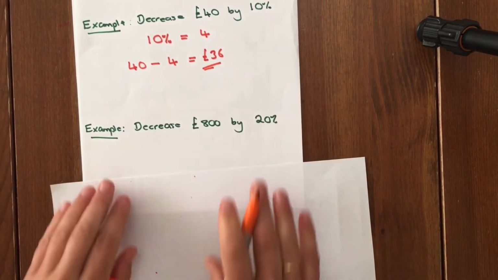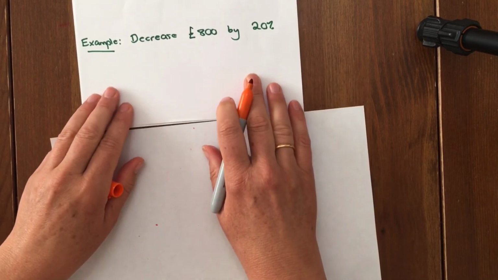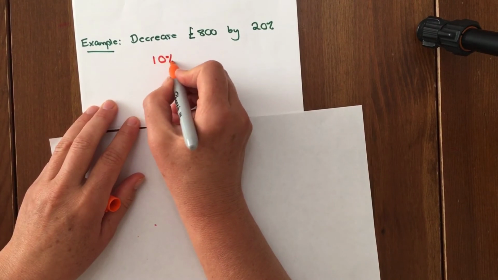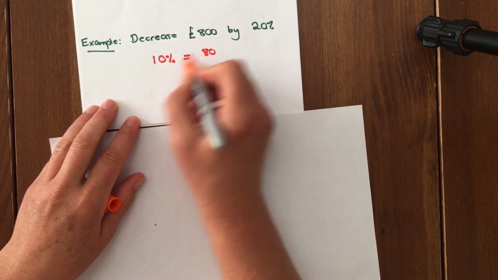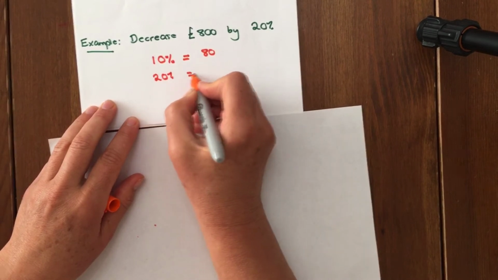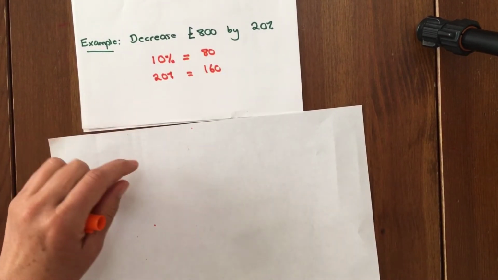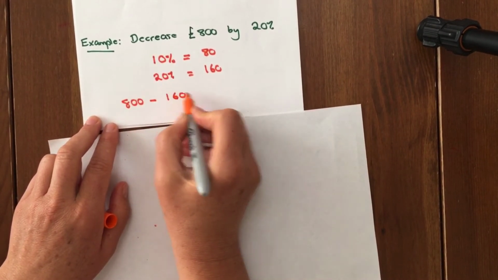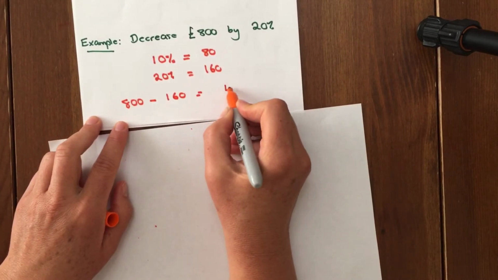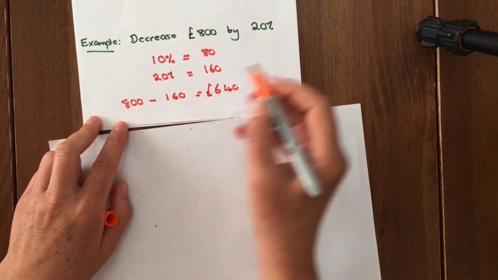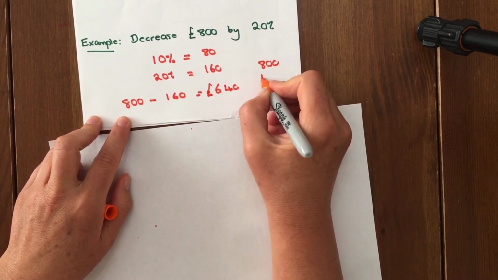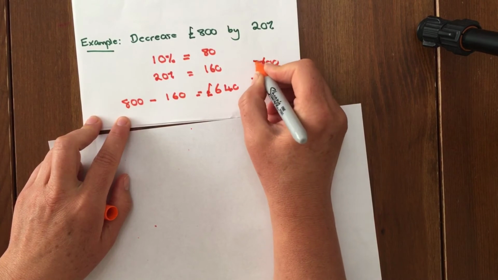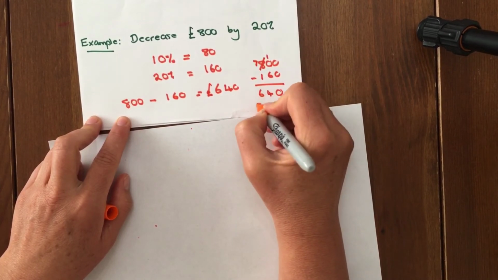Okay, let's do one more example of that. Decrease £800 by 20%. So I get 10%. I find 20%. I'm going to decrease. So 800, take away 160 will give me £640. You might need to set it up like this if you can't do it in your head. 0 take away 0, borrow, 4, 6.